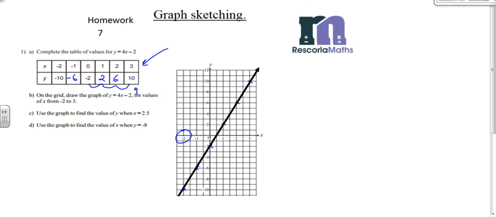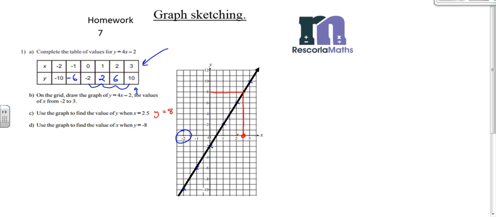Now, the other 2 extra bits of questions here, these are the grade 5 questions that they'll ask you at the end of the paper. So it says, use the graph to find the value of y when x is 2.5. So we go over to 2.5 along the x-axis. There's 1, there's 2. 2.5 is right here. And we go up to our line, and then go across. And if x is 2.5, y equals 8.